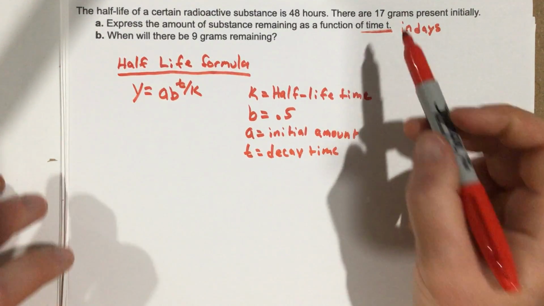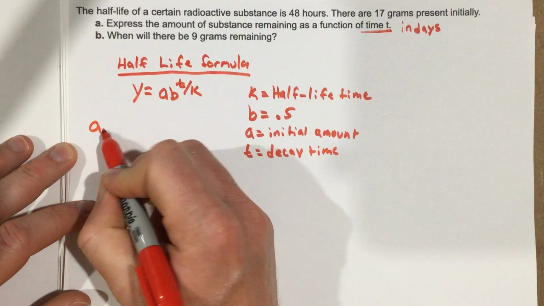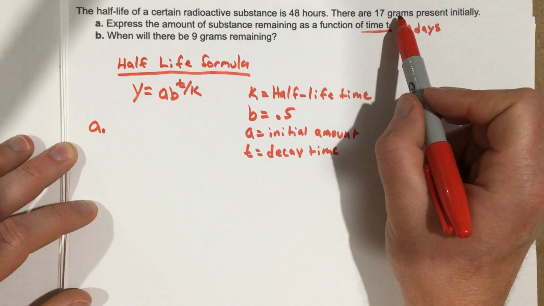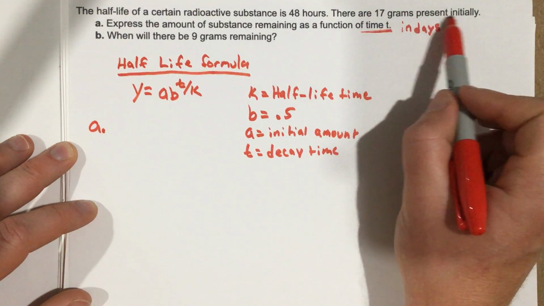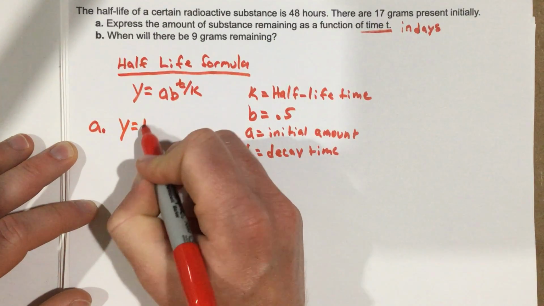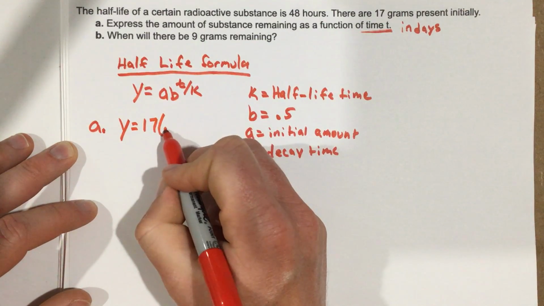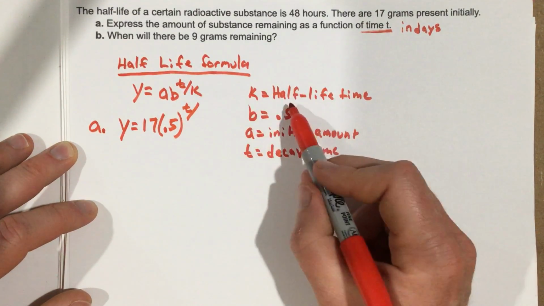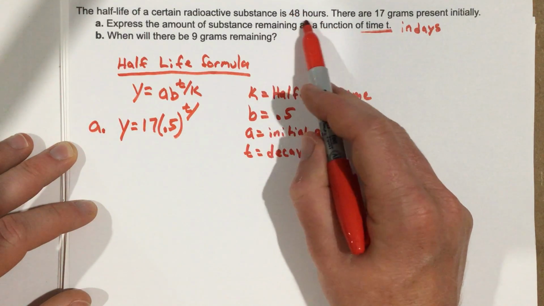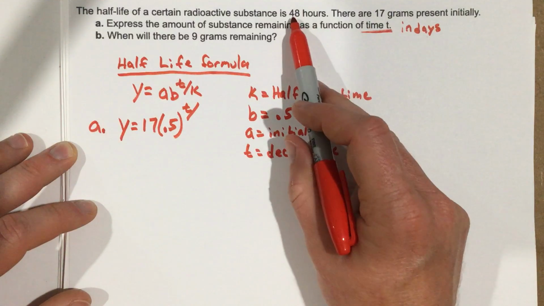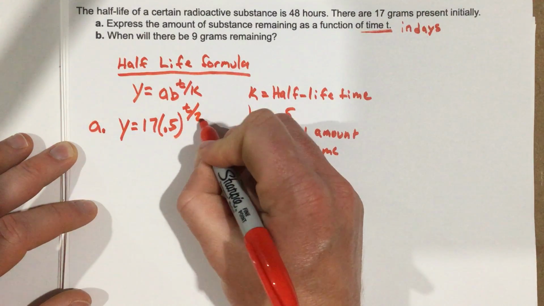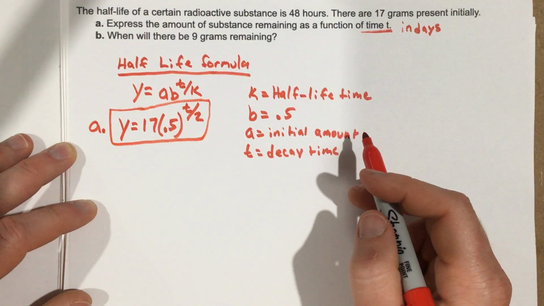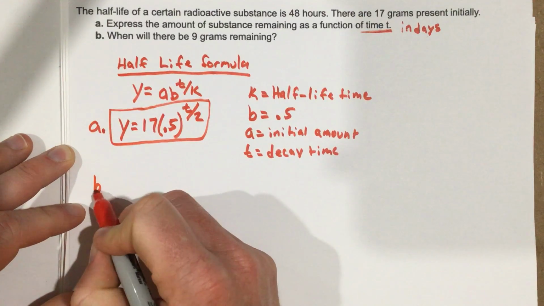So let's go ahead and fill in for part A our function, values. So we're going to have 17 grams present initially. So we're going to say y equals 17. We're going to use B as 0.5. And then we have T over, now it says T over K, which is a half-life time, but K is 48 hours, but they want this in days. Well, how many days is 48 hours? It's 2 days, so we're going to write T over 2. So this is our equation we're going to use for this problem. And we're going to use that equation for part B.